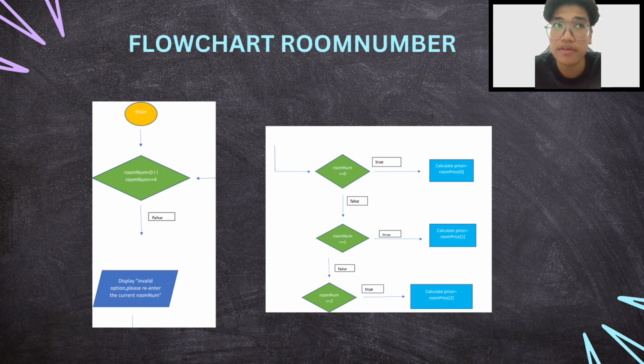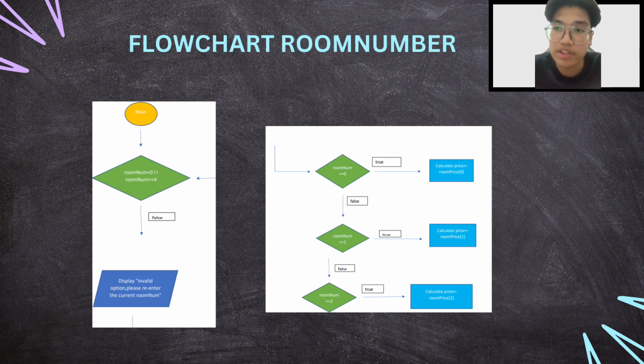And if the statement is false, we will run to the room number. If for example we choose the room number 0, so if the statement is true, the program will calculate the room price for room number 0. If the statement is false, the program will go to if the room number is 1, and if the statement is true, we calculate the room price for room number 1. And if the room number 1 is a false statement, we go through to the room number 2.